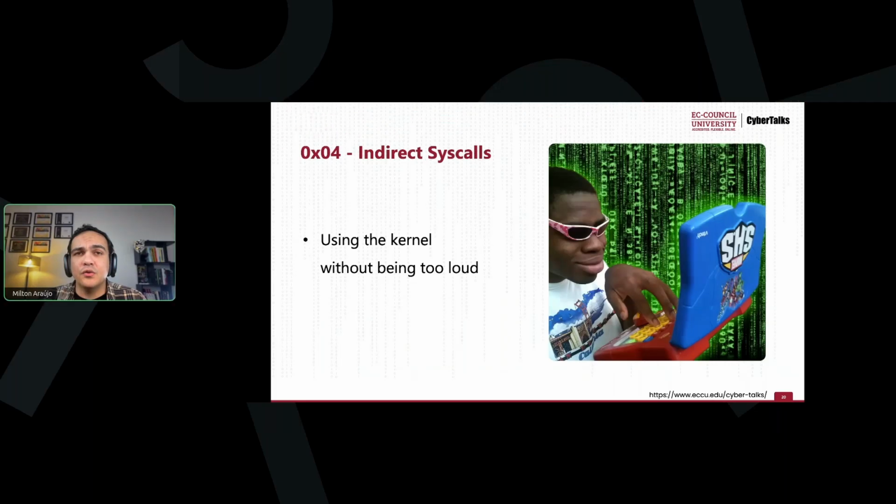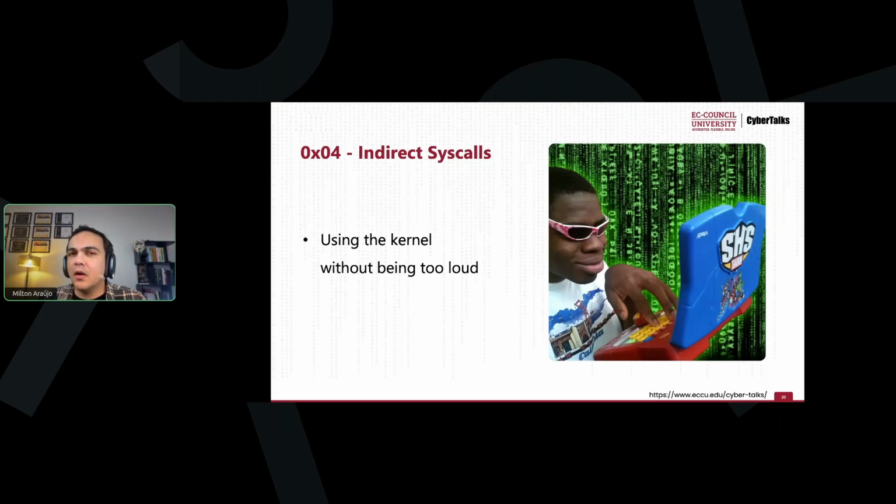And so we needed to be sneakier, and that's where indirect syscall comes in. The idea here is to use the kernel without being loud. Instead of our suspicious process stub calling syscall, we try to reuse the legitimate stub inside NTDLL, or some gadget that already ends in syscall.